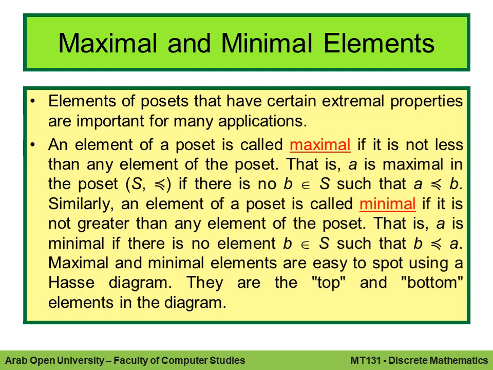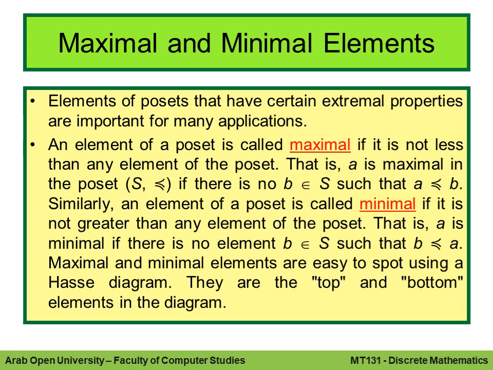You can say it more precisely. A is called maximal. This is different than maximum. A is maximal if there is no B in the set such that B is larger than A. What about minimal? Minimal means there is nothing in the set that's less than the element, so it is not greater than any element of the poset. A is minimal if there is no element B in S such that B is less than or equal to A. Maximal and minimal elements are easy to spot in the Hasse diagram.